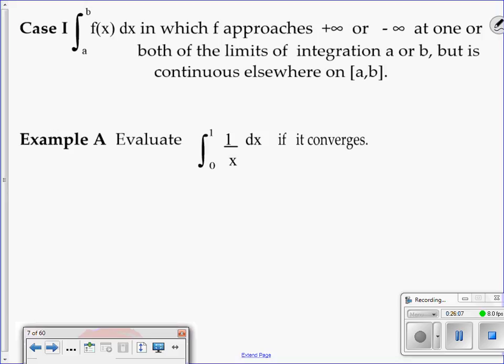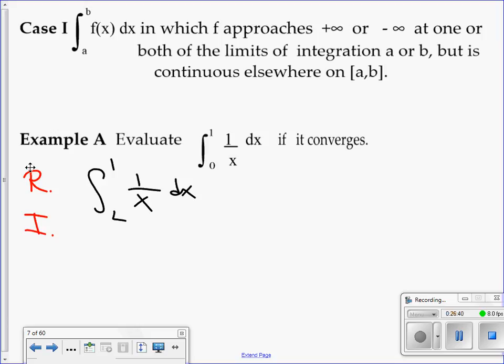Same steps. First step is to replace. Now, this time we're not going to be replacing the infinity or the negative infinity with L. We replace 0, because that's the problem child. That's the one that makes the denominator 0, right? So we'll say from L to 1, because at 0, that's where we'd have the vertical asymptote. Okay, step 1, check.